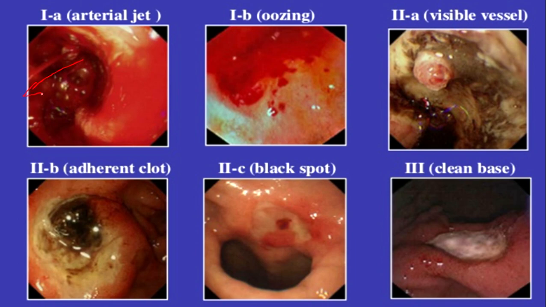It's a jet from the artery, it's very severe bleeding. On the second picture we have oozing bleeding. Here we have visible vessels with a clot in the end of this vessel, adherent clot, only a black spot, and a clean base. A white clean base means you see fibrin.